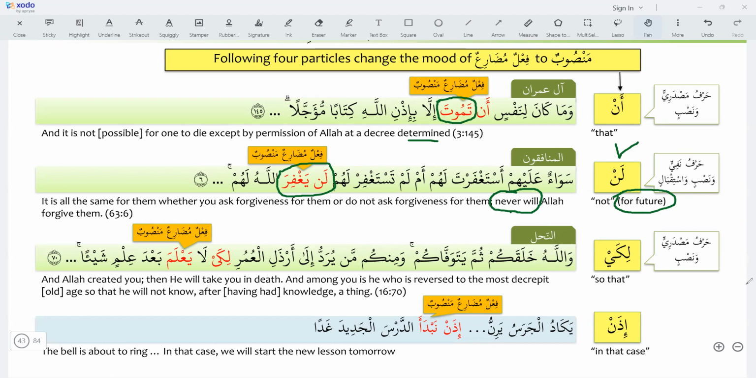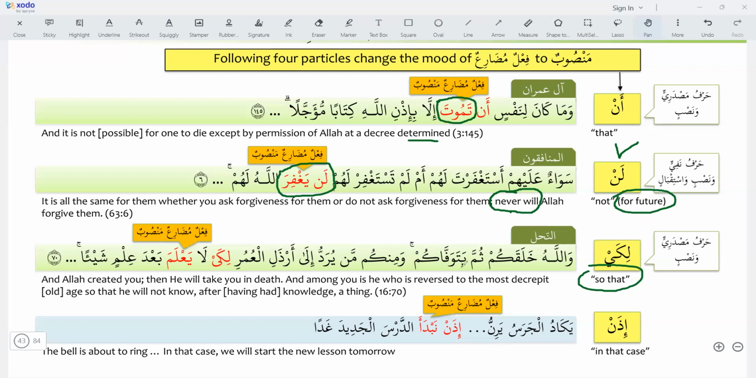Then the third one is likai. Likai means so that. You please switch off your mic. There are a few mics that are open. Please switch off your mic. Okay.